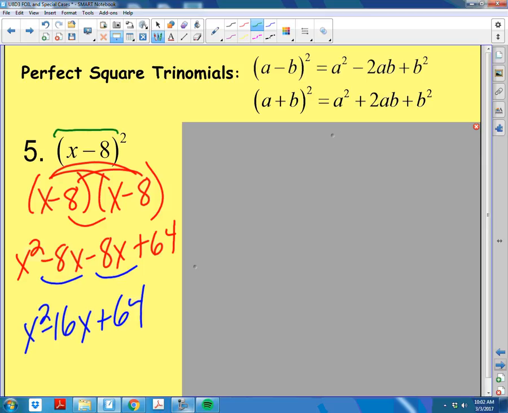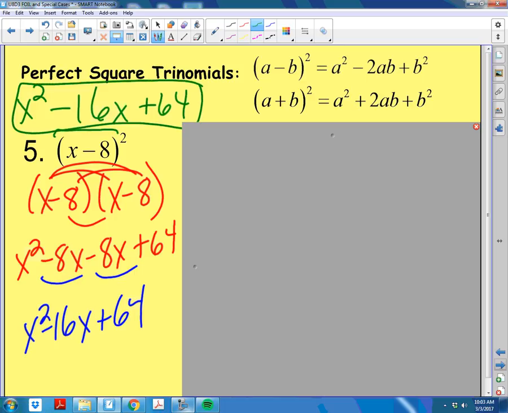X minus 8 squared. We square the first one, right? That's x squared. We square negative 8. What's negative 8 squared? Positive 64. That goes at the end. And the middle is 2 times a times b. What's 2 times x times negative 8? 2 times x is 2x times negative 8 is negative 16x. And that's the same as what we have down here.